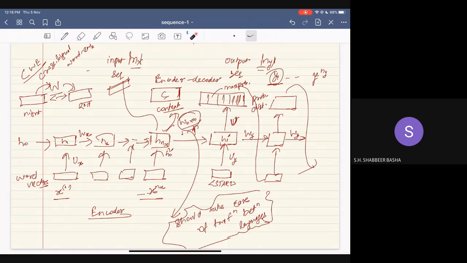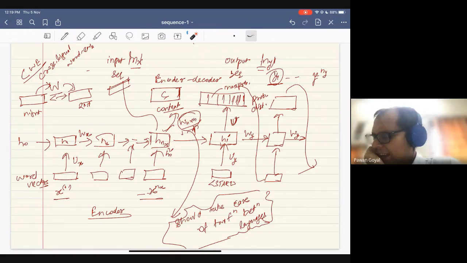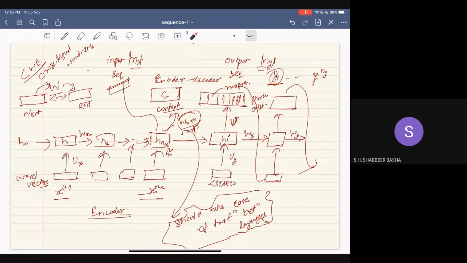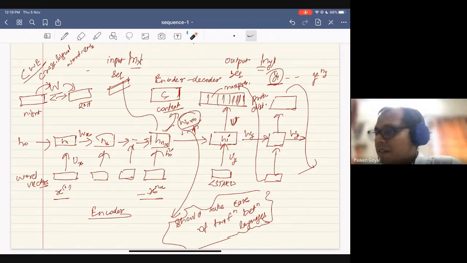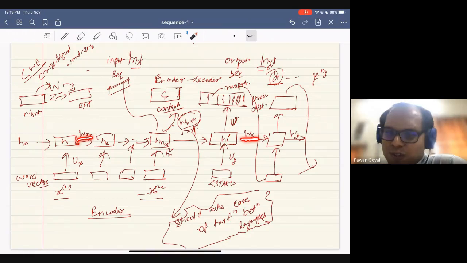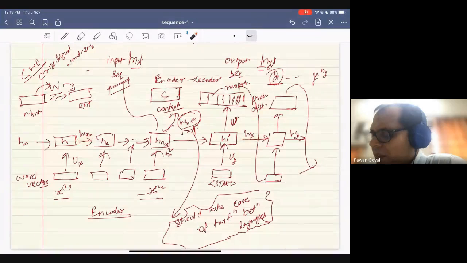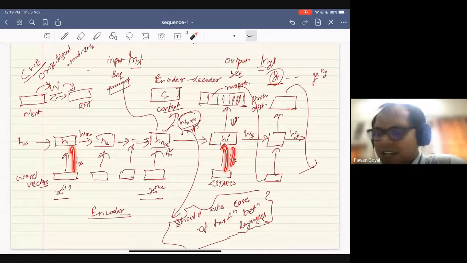Sir, for the encoder, the input is embeddings corresponding to one language. Yeah. For the decoder, it corresponds to some other language. And there you see their matrices are also different. That's why WS and WI are also very different. They need not be the same. Similarly, going from input to hidden is also different. UX and UI are different.